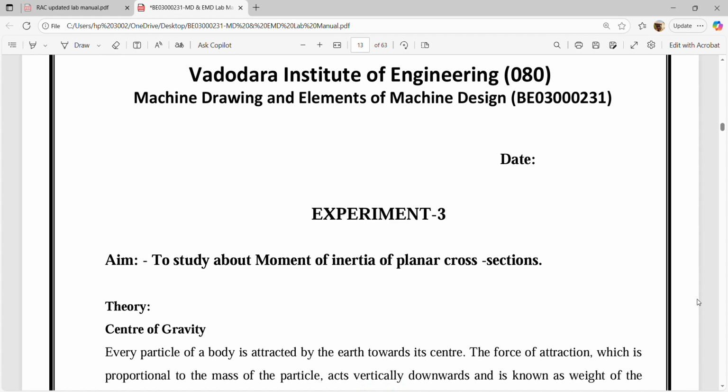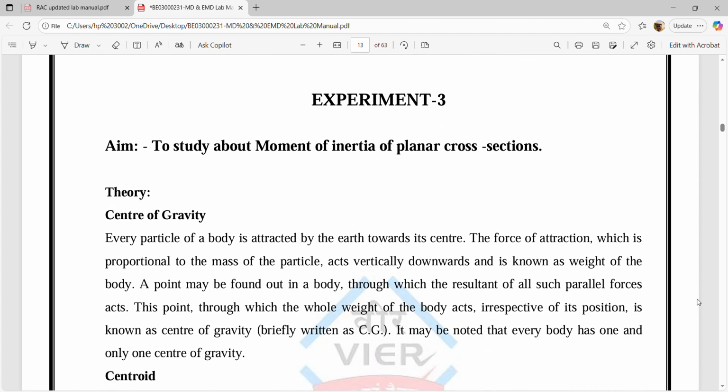So, what is center of gravity? Every particle of a body is attracted by the earth toward its center. The force of attraction, which is proportional to the mass of the particle, acts vertically downwards and is known as weight of the body. A point may be found out in a body through which the resultant of all such parallel forces acts. This point, through which the whole weight of the body acts, irrespective of its position, is known as center of gravity, briefly written as CG.